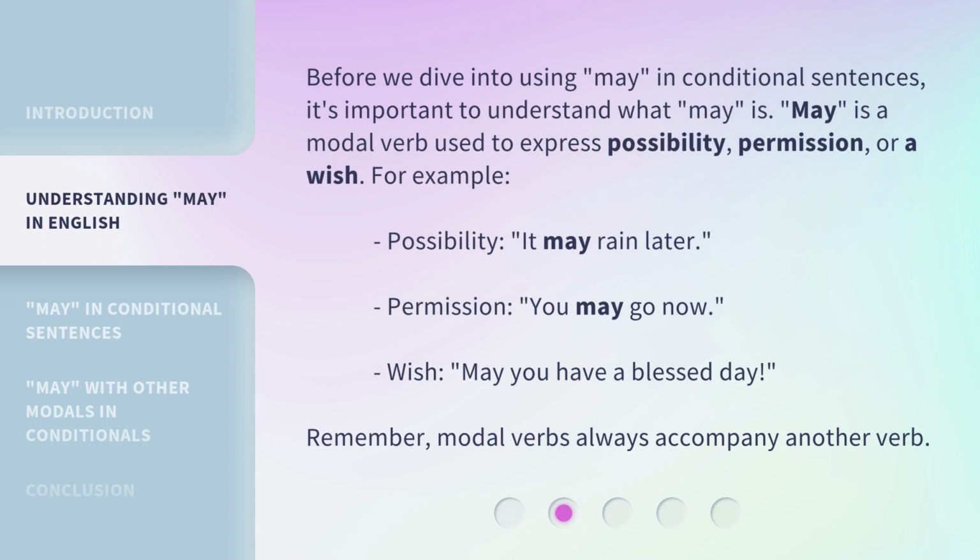Before we dive into using may in conditional sentences, it's important to understand what may is. May is a modal verb used to express possibility, permission, or a wish. For example, possibility: it may rain later. Permission: you may go now. Wish: may you have a blessed day. Remember, modal verbs always accompany another verb.